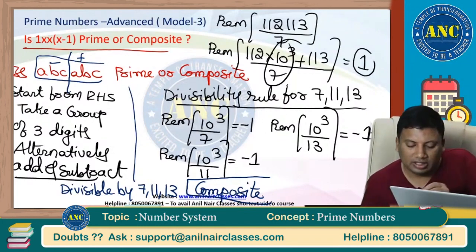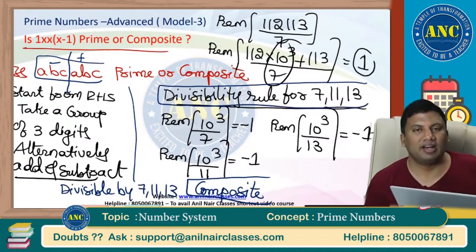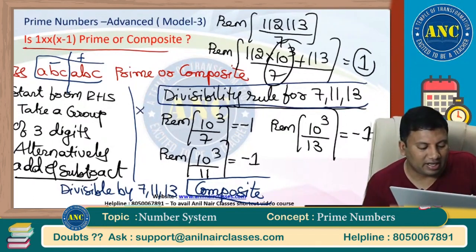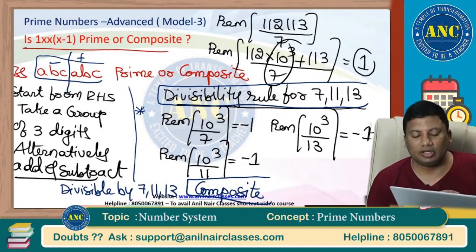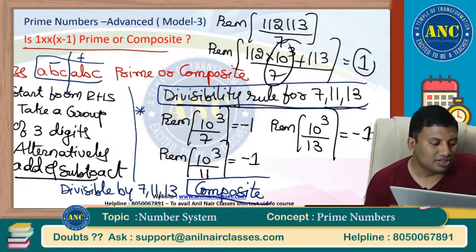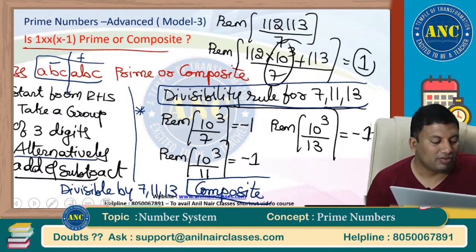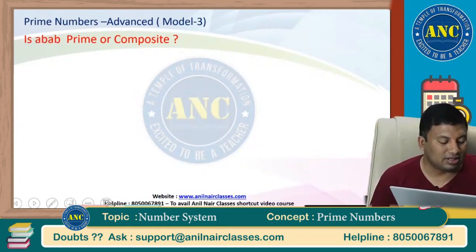I hope the idea is clear. Divisibility rule for 7, 11, 13: 10 cube divided by 7 gives minus 1, by 11 gives minus 1, by 13 gives minus 1. Start from right hand side, take a group of 3 digits, alternately add and subtract. These are all previous year exam questions.